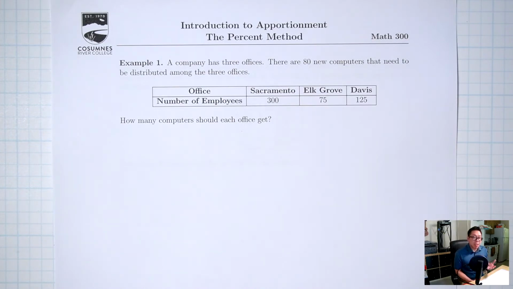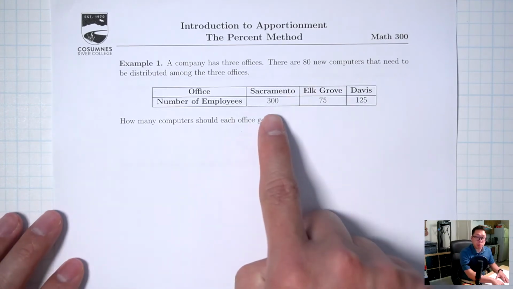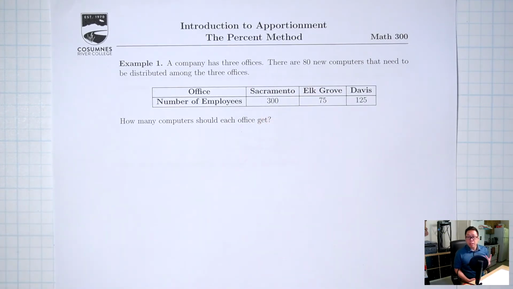Now, you may be thinking, can't we just divide it up evenly among those 3 offices? And the answer is yes. That is a possible answer. That's not the answer I'm looking for because there's one additional requirement. I want it to be based off of the number of employees at each office. In other words, if an office has more employees, I want that office to have more computers because they probably need it. If an office has less employees, they should get less computers. So the question is, how do we do this? How do you decide how many computers each office gets?